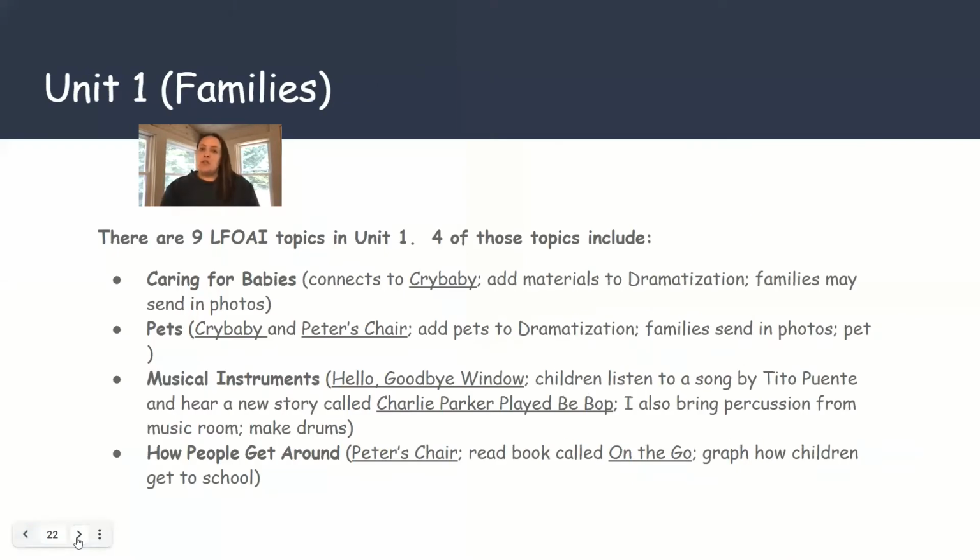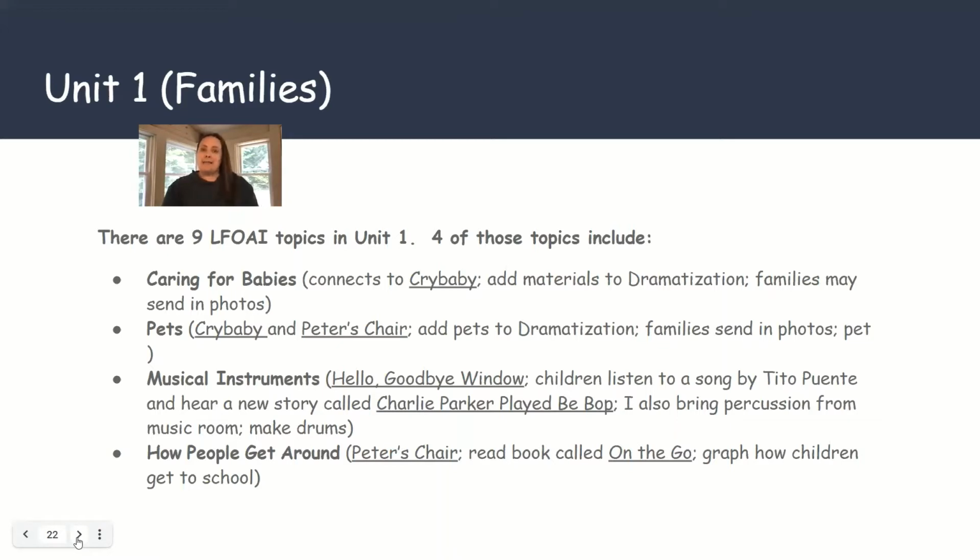In unit 1, which is families, there are 9 "Let's Find Out About It" topics. And 4 of those topics include caring for babies, which connects to their read aloud Cry Baby. After you show those materials in "Let's Find Out About It," such as the baby bottle and all the tools we use to care for babies, you can then add those materials to dramatization and they can use them. During this time, I may also send home a note asking families to send in photos of children and their families or children as babies.